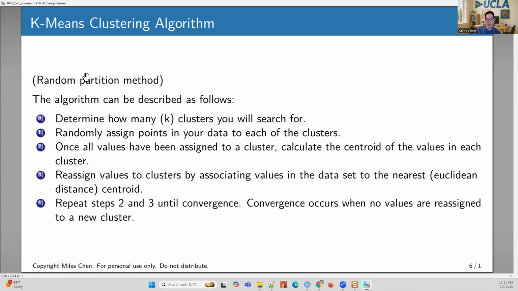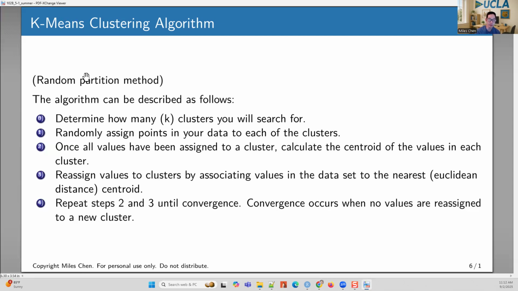So this is the random partition: for every point in your data set, you just randomly assign it to one of the clusters. And then once all of the values have been assigned to a cluster, you say, okay, all of the points that belong to cluster one, what is the centroid of cluster one? And you calculate the centroid for each cluster. You do this for centroid 2 and centroid 3 and so on and so forth.